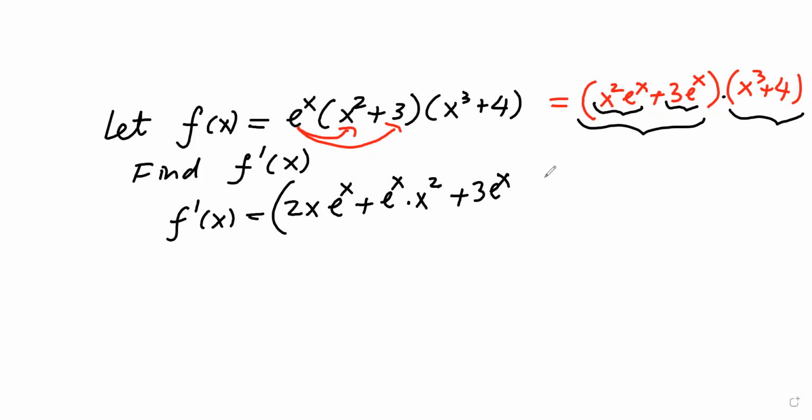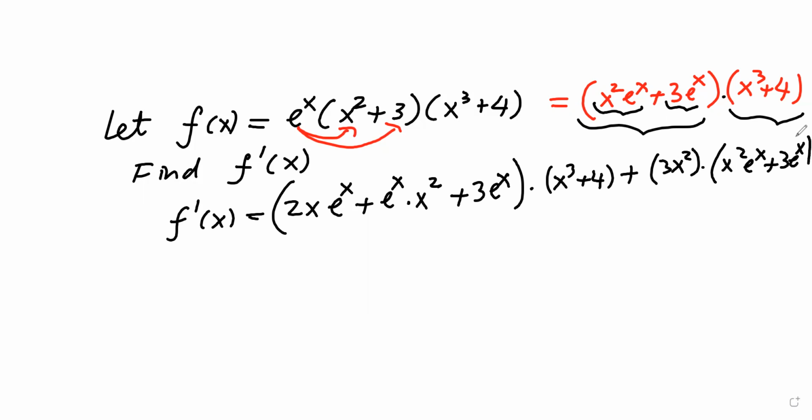That's this. And then times the second function, which is x cubed plus 4, plus derivative of x cubed plus 4 is 3x squared times the first function, which is this. Now we may want to just simplify this a little bit.